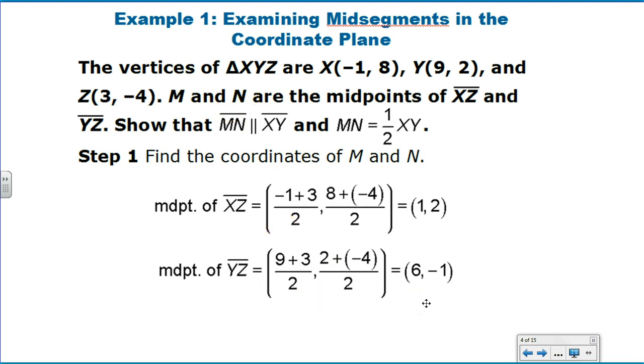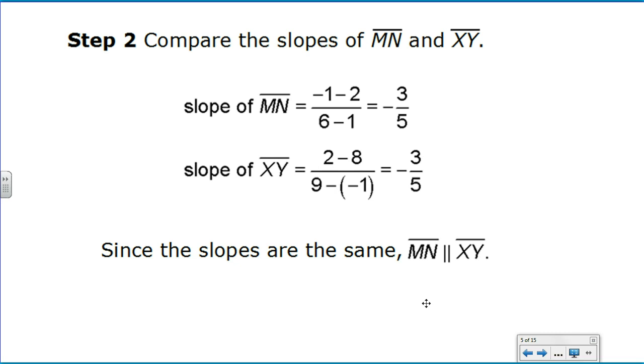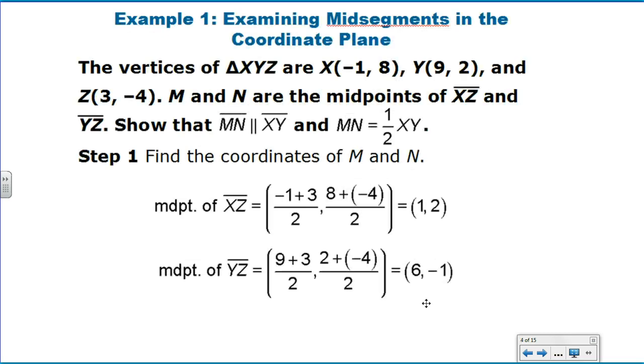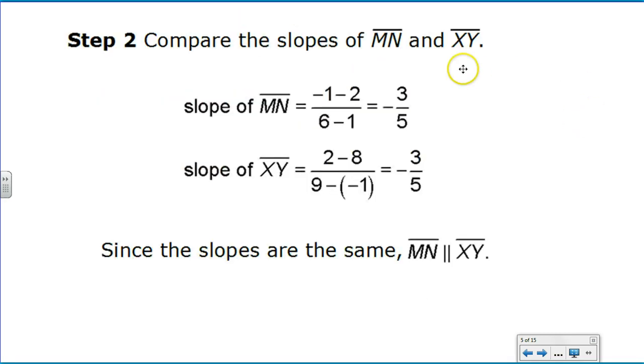Okay, so if you plot those, we can compare the slopes of MN and of XY. And notice that when you do, just use your points and stick them in the slope formula here, and we have the same slope. MN and XY have the same slope. Since the slopes are the same, they are parallel.